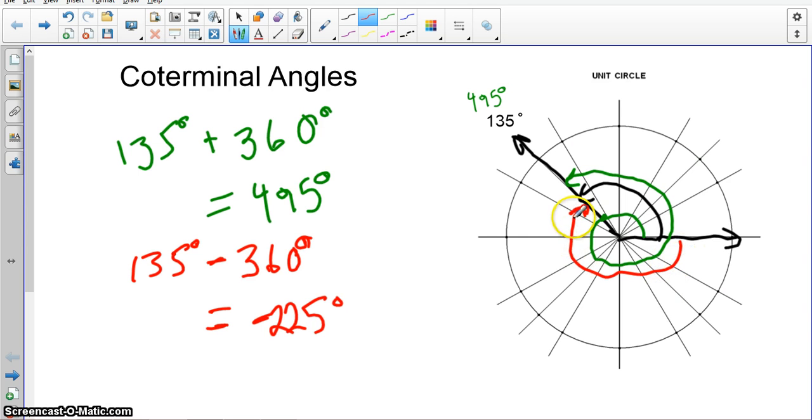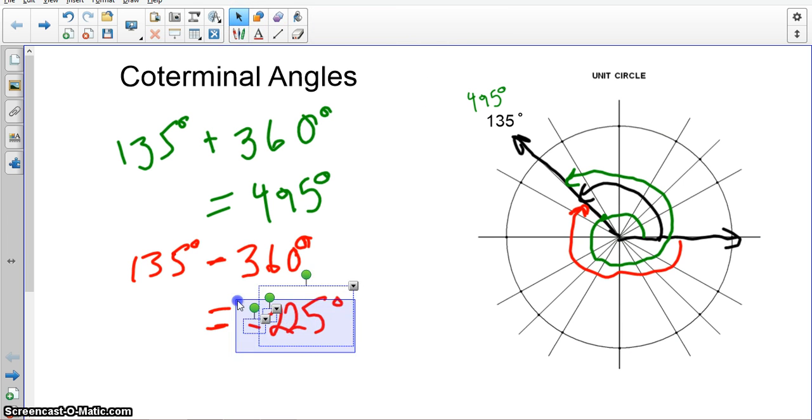That's negative 225. And notice why is it negative? I mean, how could you tell by looking at it that it was negative? Well, I went clockwise. Clockwise is negative. Counterclockwise is positive. So there you go. That's how you find coterminal angles. Now what if it's given in radians?